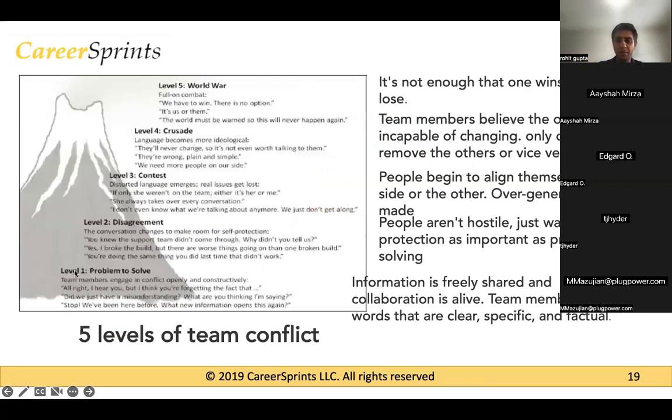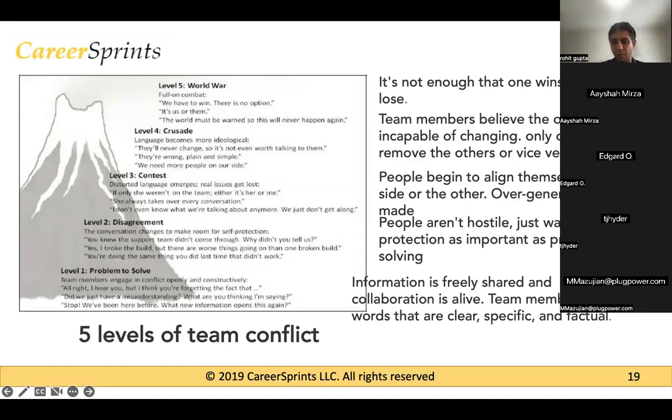Okay, now let's talk about the next concept, which is called the 5 levels of team conflict, right? So whenever a team is put together, or when they come together, there are 5 levels of conflict. It's not necessary that you are going to reach these 5 levels, but when a conflict starts escalating, it can escalate up to level 5, right?